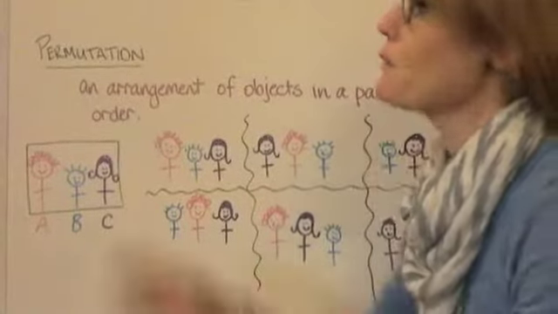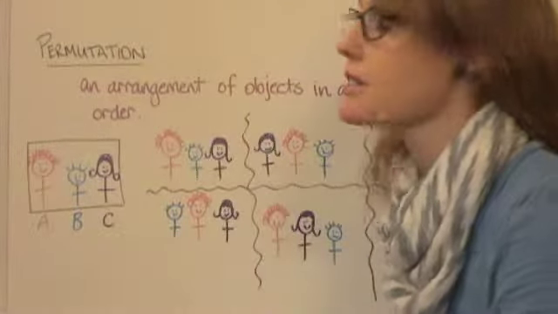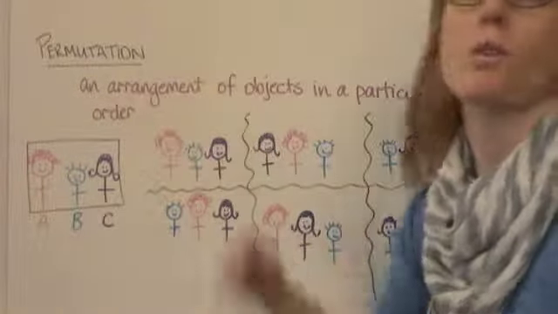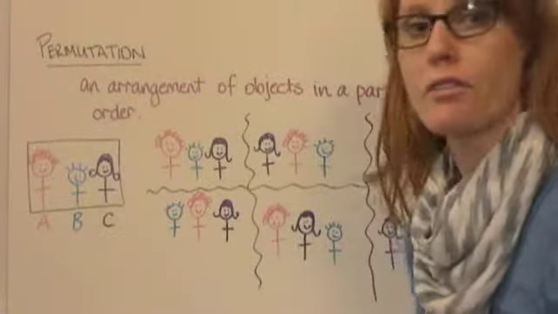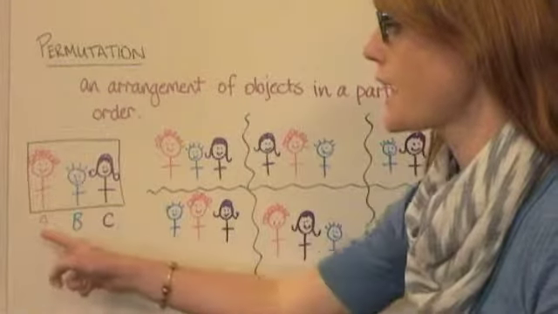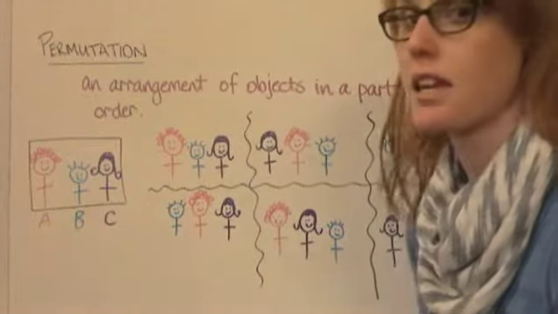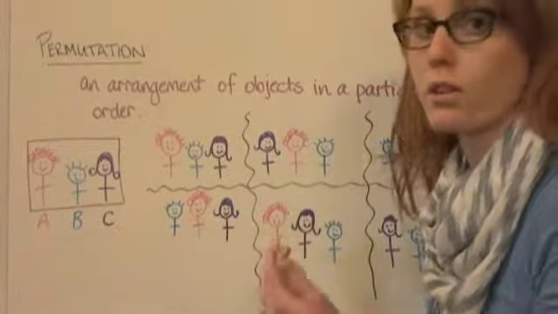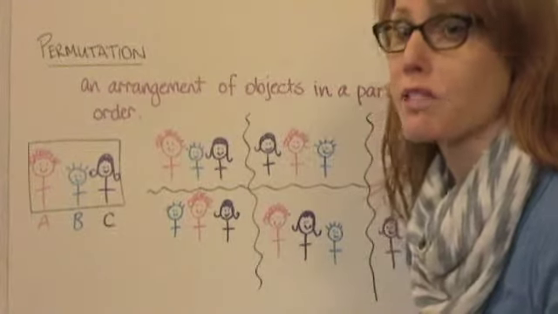Hi everyone, today we are exploring permutations. Permutations are an arrangement of objects in a particular order. So if I was taking a photo of three people, person A, person B, and person C, there would be 6 different combinations of the order in which they appear in the photo from left to right.